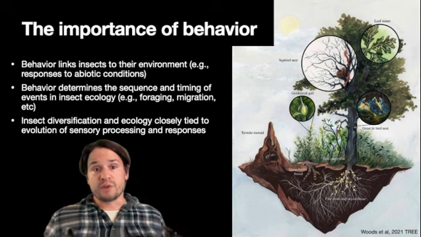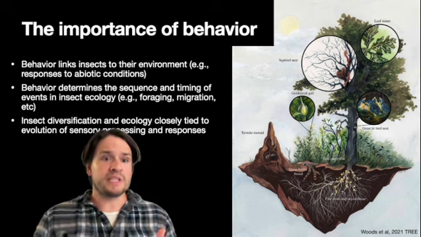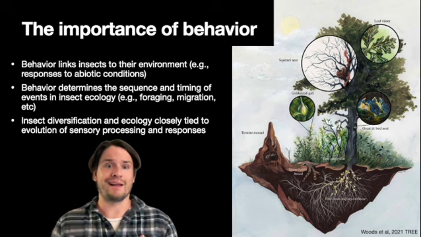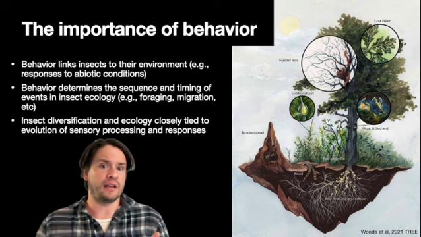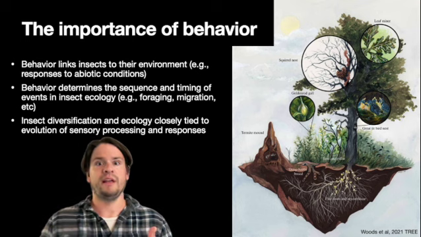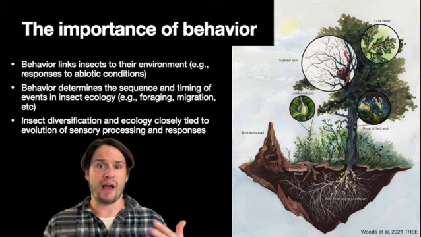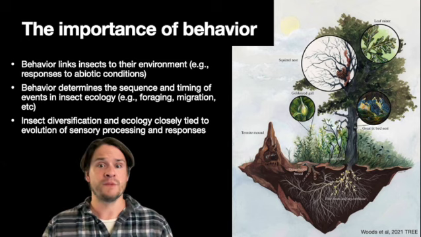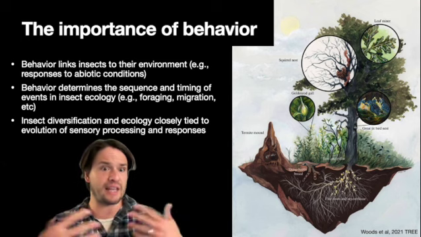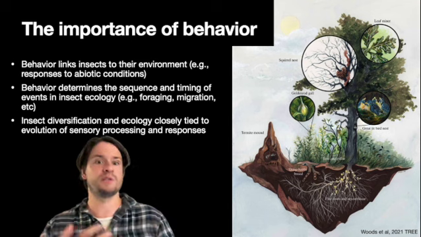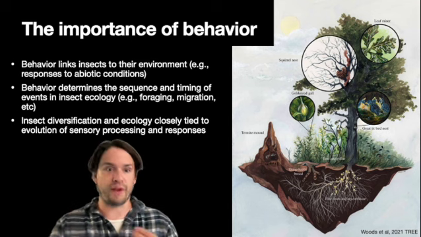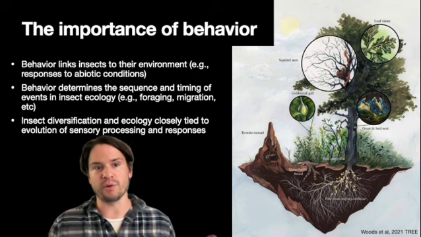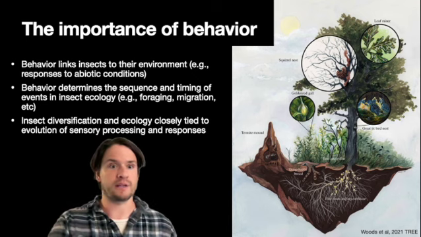And also insect diversification and ecology is really closely tied to the evolution of behavior. We can think of a lot of the evolution of insects as being an example of behaviors that evolved to allow insects to exploit different resources, remember where resources are, move through the environment, and select out particular partners, who they're interacting with, and finding prey. A lot of the actual ecology is reflected in behavioral adaptations and also sensory processing.